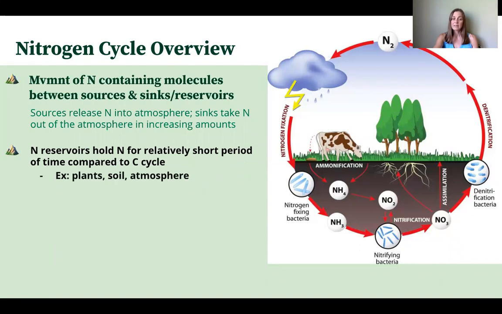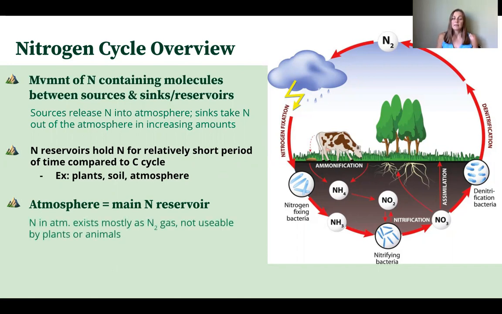So plants contain nitrogen, all living things contain nitrogen, the soil holds nitrogen, and of course the atmosphere is the primary reservoir for the nitrogen cycle. 70% of our atmosphere is nitrogen gas. Nitrogen gas, even though it is a huge component of our atmosphere, is not usable by plants or animals as N2. It has to be converted into another form in order for it to be usable by living things. It is a critical nutrient for both plants and animals.